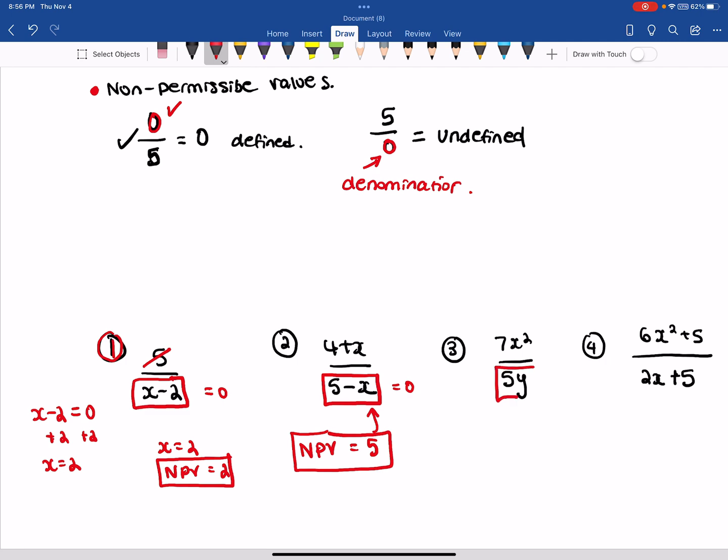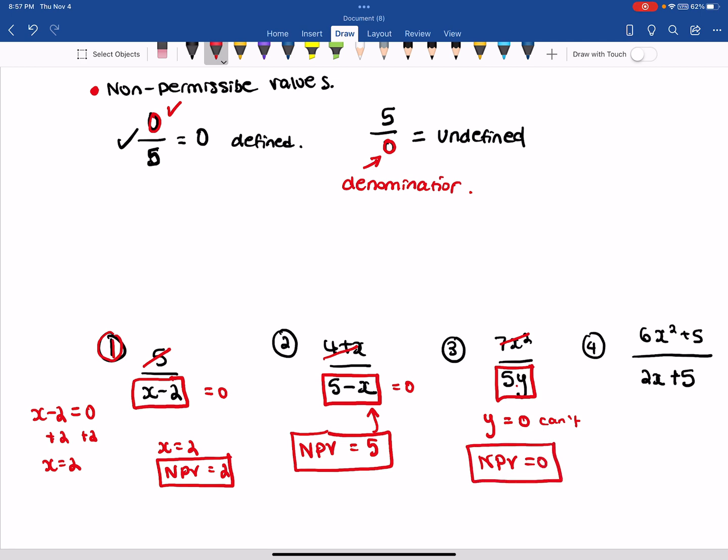Same thing, just look at the bottom. We're not looking at the top. This time it is multiplied. So 5 times what is 0? The answer is 0. So you actually can't have it. You're not allowed to have 0. So NPV is 0. You're not allowed to have that number.